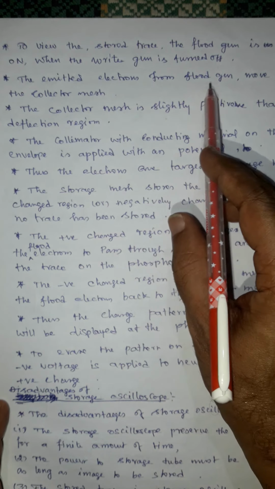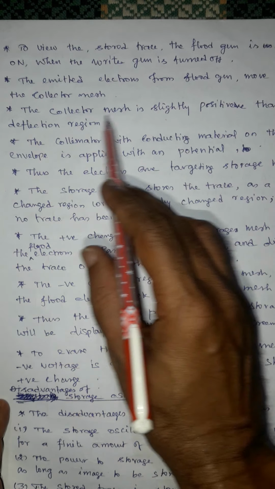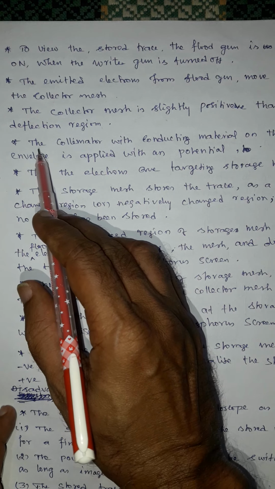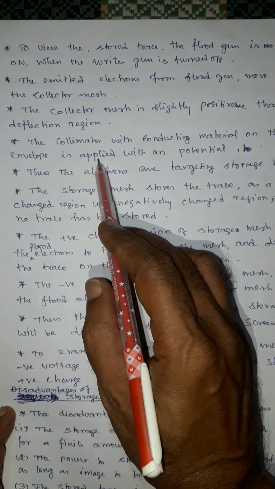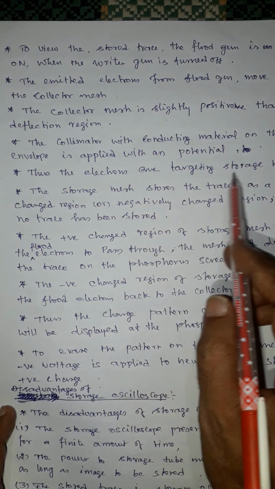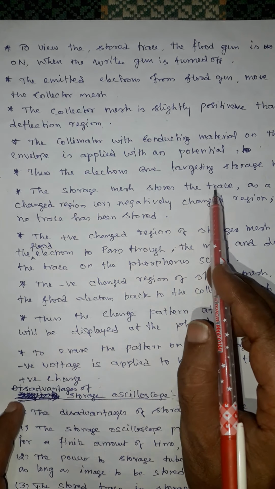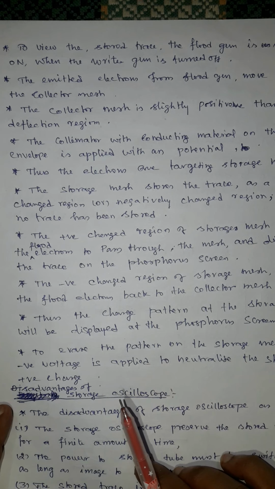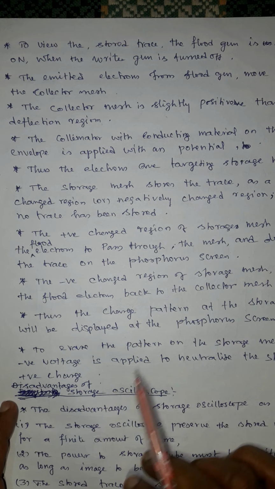The emitted electrons from the flood gun move towards the collector mesh. The collector mesh is slightly positive compared to the deflection region. The collimator with conducting material on the CRT envelope is applied with a potential. Thus the electrons are targeting the storage mesh. The storage mesh stores the trace as a positively charged region, or a negatively charged region where no trace has been stored.